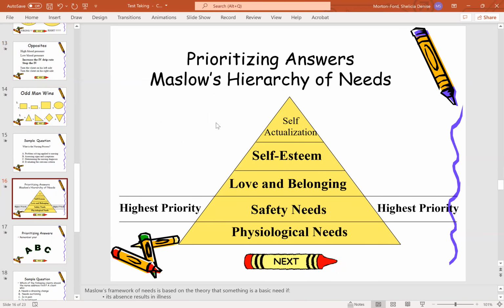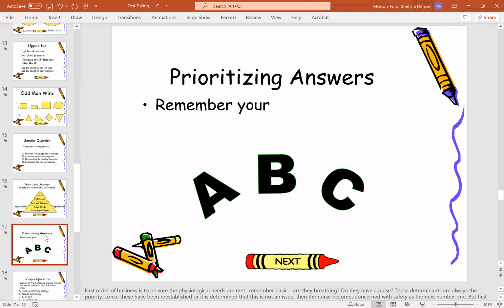And then you want to prioritize by using Maslow's hierarchy of needs. That will help you select the best answer choice. We know always airway. Remember, always airway. Airway, breathing, and circulation.